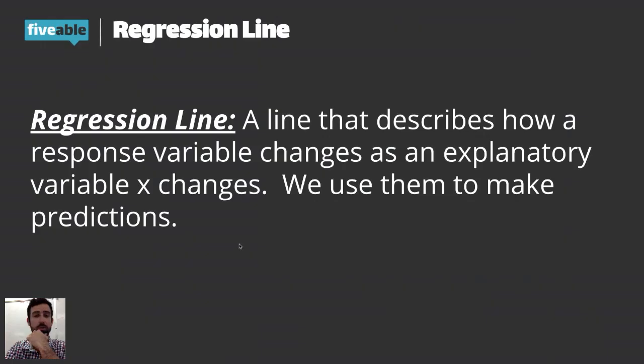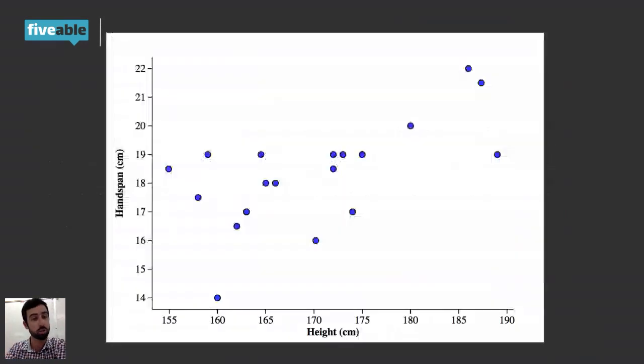We're going to take it one step further and talk about regression line. So once again, regression line describes how a response variable changes as an explanatory variable changes. So as x changes, how does my y change? And we use it to make predictions. Like I said before, here's some data I gathered from my students yesterday. I took their height and their hand span, both in centimeters, and we graphed it.